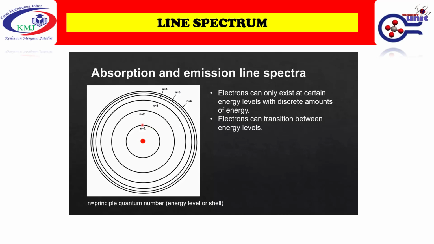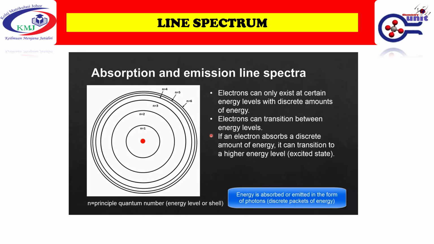So that means an electron can transition from n equals 1 to n equals 2, or from n equals 3 down to n equals 1. If an electron absorbs a discrete amount of energy, it can transition to a higher energy level, which is called its excited state. So for example, an electron can absorb a discrete or exact amount of energy, and it will transition from an n equals 1 to an n equals 2 energy level. If an electron emits a discrete amount of energy, it can transition to a lower energy level. So for example, an electron in the n equals 2 energy level can emit or give off energy and transition to an n equals 1 energy level.